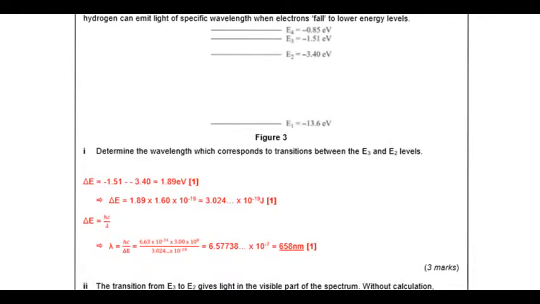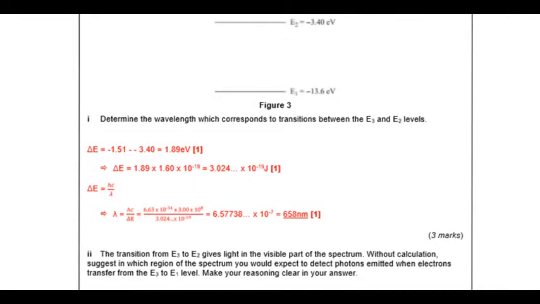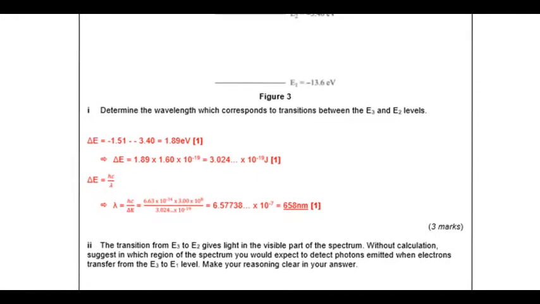The first thing you need to do is work out the difference in energy between those two levels, which is 1.89 electron volts. We then need to convert that into joules, because if we want to put it into an equation, it needs to be in SI units. So that's what I've done next. And then we're just going to use the photon energy equation to figure out what the wavelength is. Once you put all the values in, that comes out at 658 nanometers.